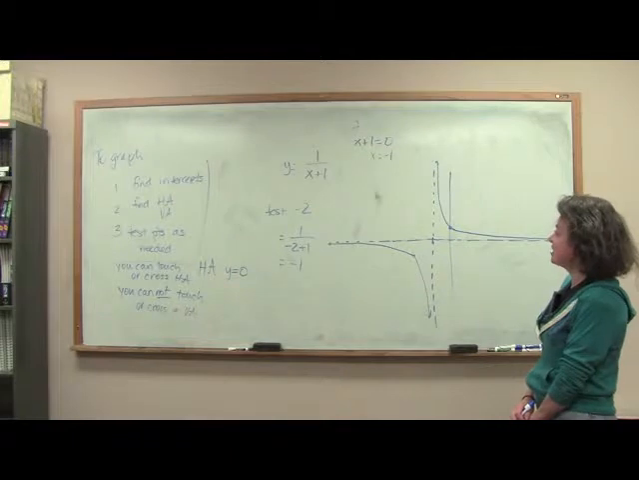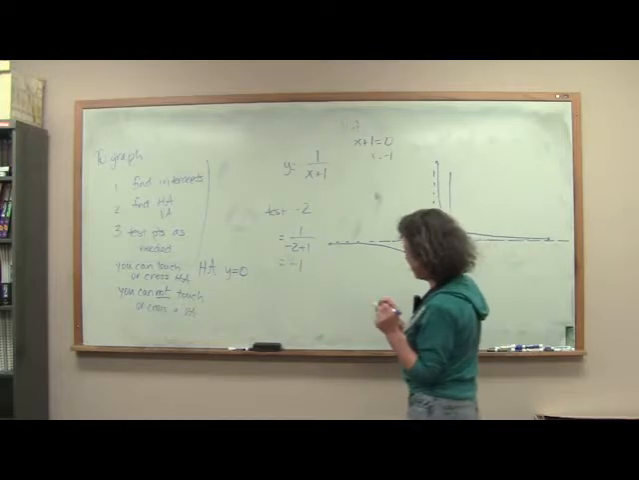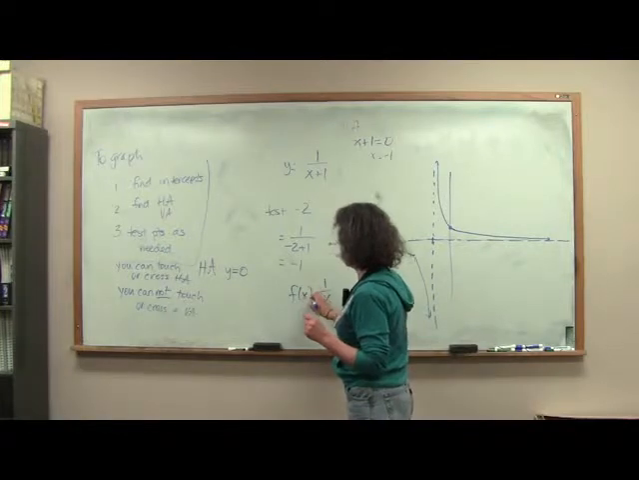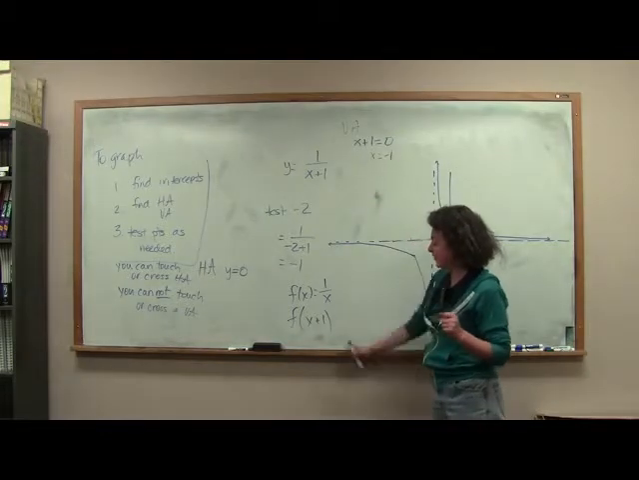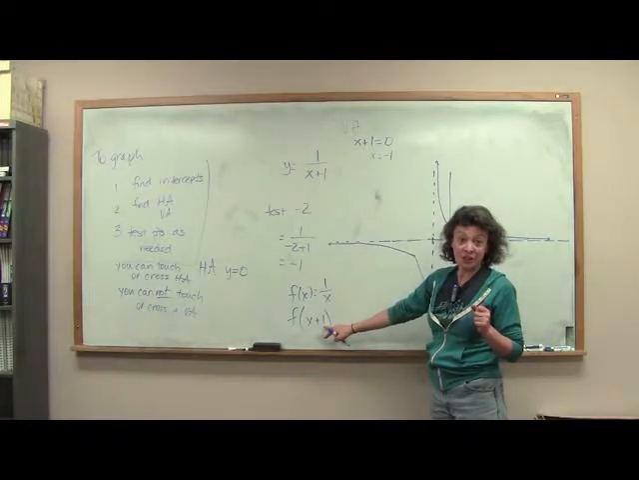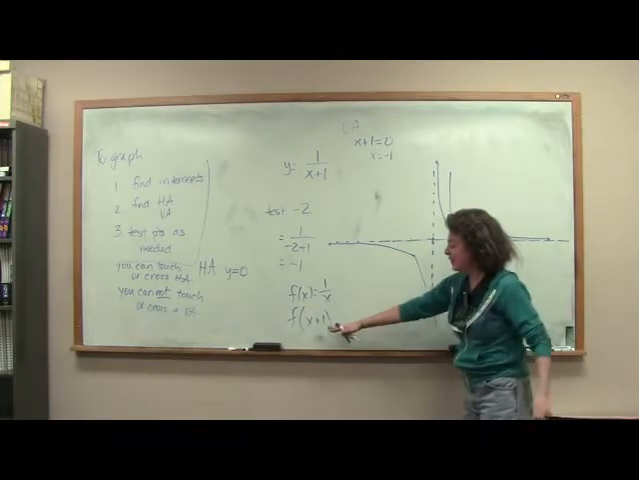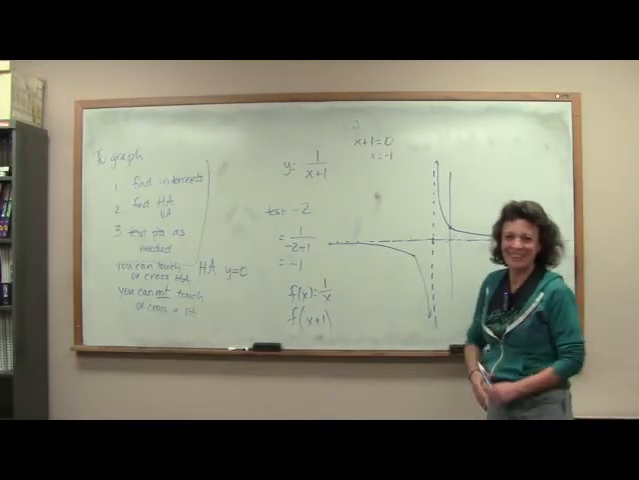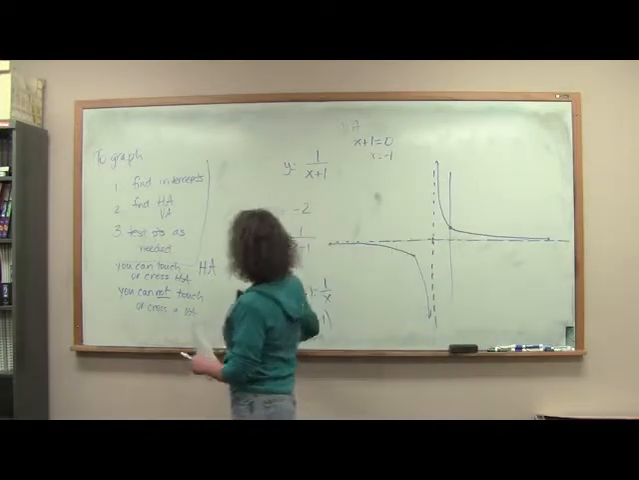Now, could we have done this graph using our translations? I claim we could have. Why? Because we've already graphed, if f of x is 1 over x, we've already graphed that. Aren't I graphing f of x plus 1? In other words, I'm adding 1 inside. What does that do for our shifts? Well, remember, when you add inside, it moves it to the left that many units. And notice that's exactly what we did with that graph. Isn't that cool? Well, I think it's really exciting. All right, let's do some more.